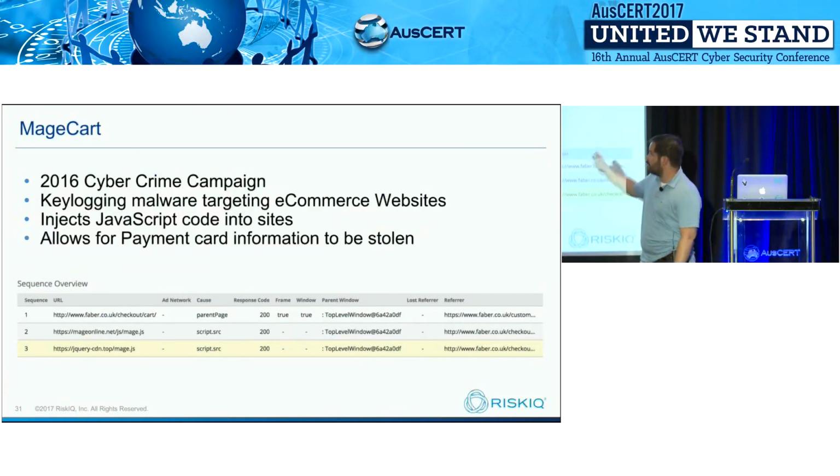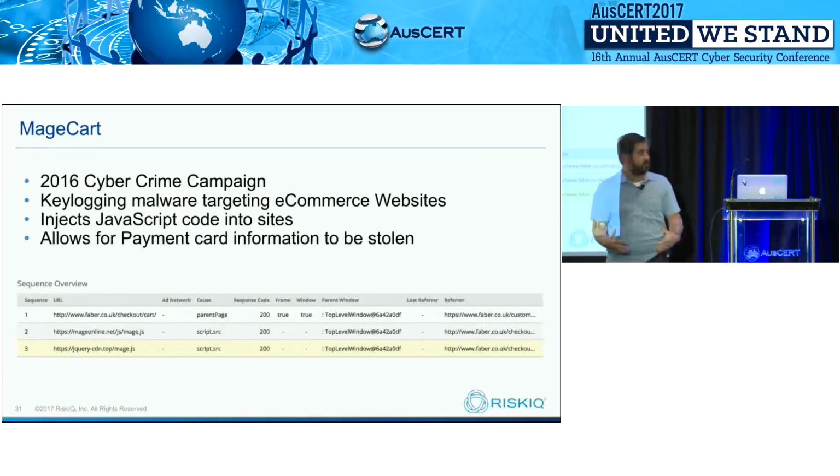This first example is a cybercrime example that the RiskIQ research team dug into. We refer to it as MageCart. It was targeting e-commerce websites, fairly mid-tier websites. It was injecting JavaScript code into the sites at time of checkout in the cart. And so they were stealing credit card information based on this inject.